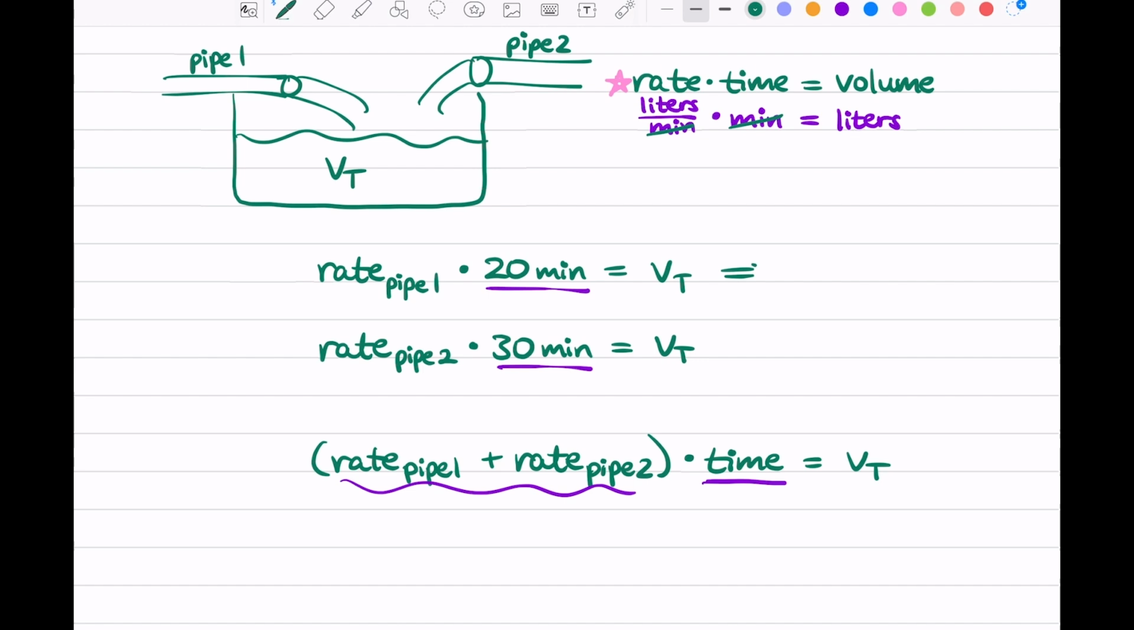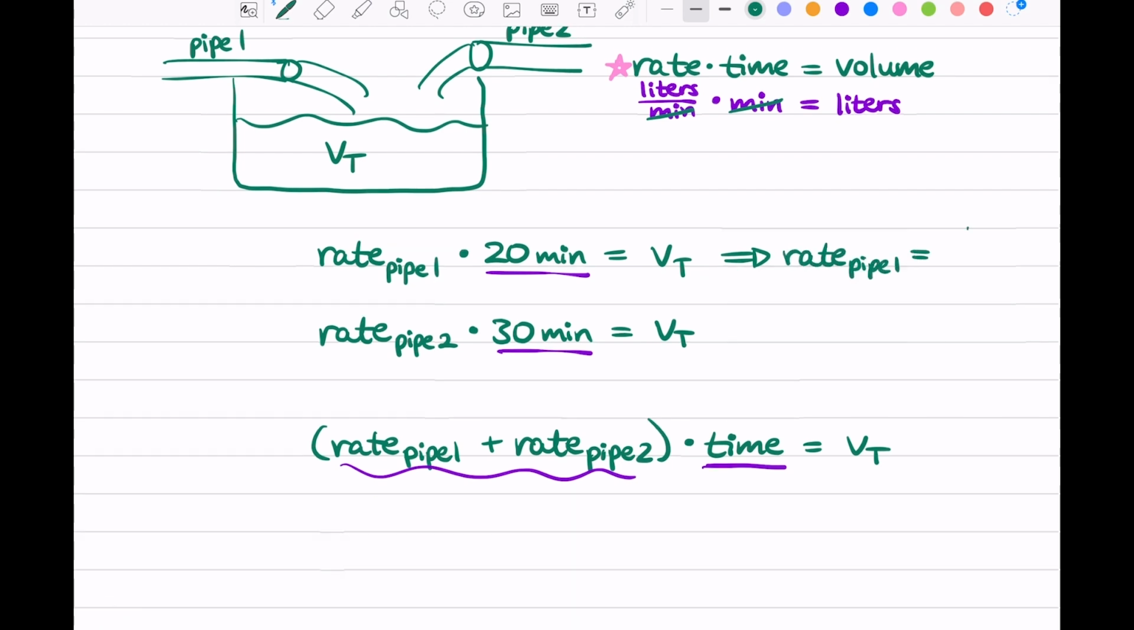Looking back at our first equation, if we solve this for our rate, meaning if we divide both sides by 20, we're going to get our rate of pipe 1 equals V sub t over 20. And we can do the same thing for the second equation. We'll solve for the rate of pipe 2. So we divide both sides by 30, and we'll get the rate of pipe 2 equals V sub t over 30. So now we know what the rates of pipe 1 and pipe 2 are, and we can actually substitute those values into the third equation.